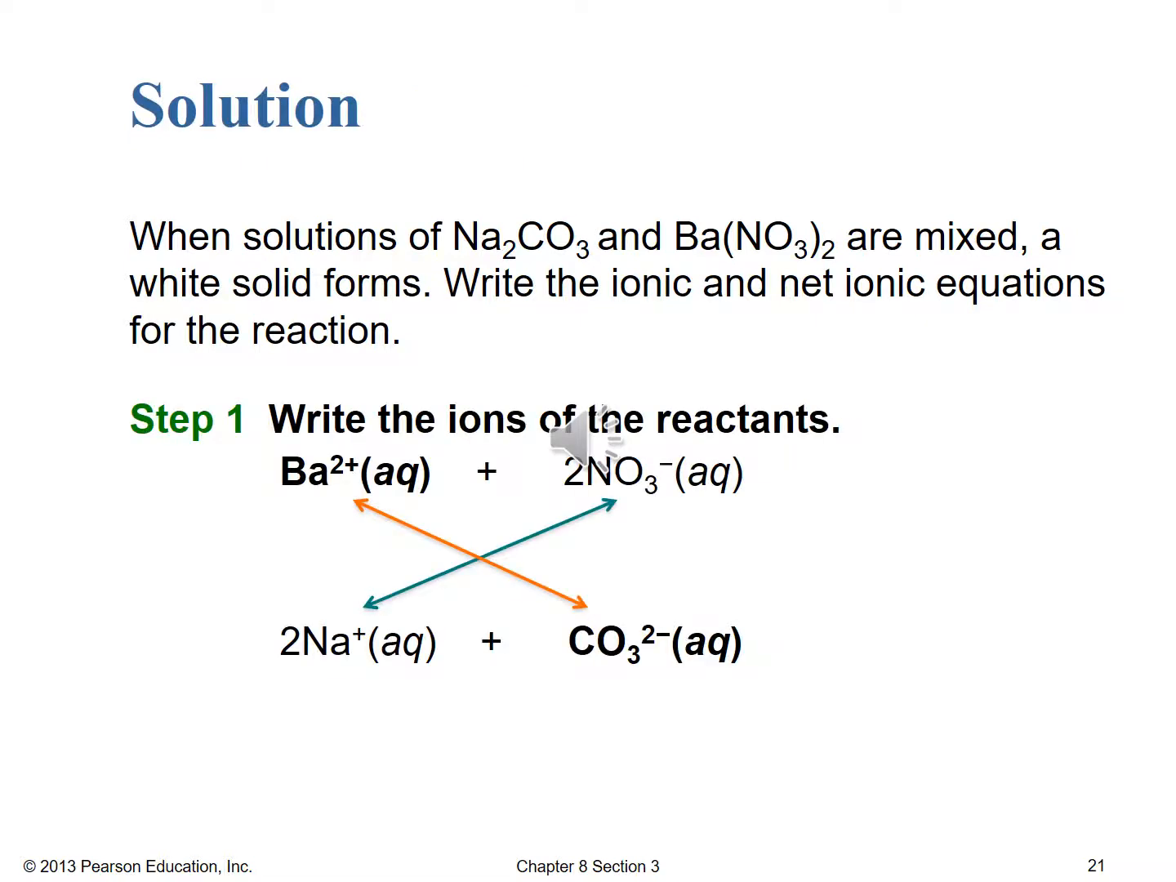All right, so in step one, we're going to swap partners, right? That's how we're going to see if we end up with anything that's going to be insoluble in water. So we take our barium nitrate, break it up into the 1 mole of barium 2 plus ions and the 2 moles of nitrate ions. And we also take our sodium carbonate and break that up to the 2 moles of sodium ions and the 1 mole of carbonate 2 minus ions. And now we'll swap partners. We'll exchange cation and anion pairs and see if we end up with anything that would be insoluble.